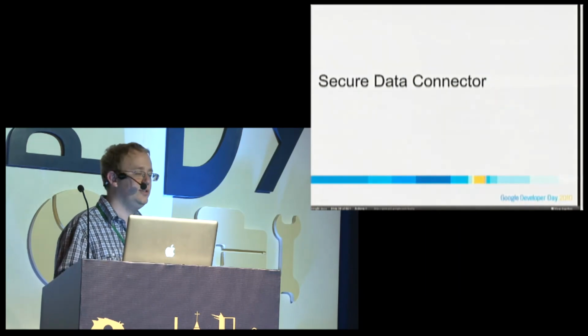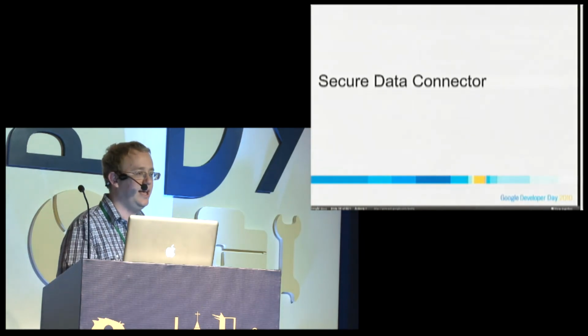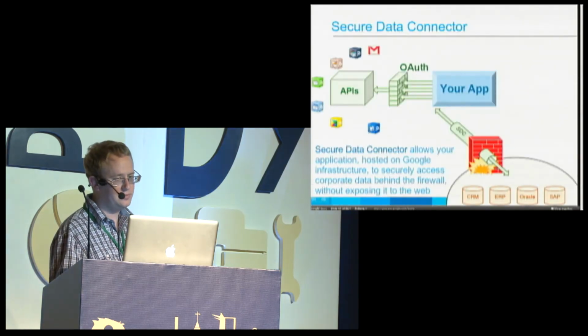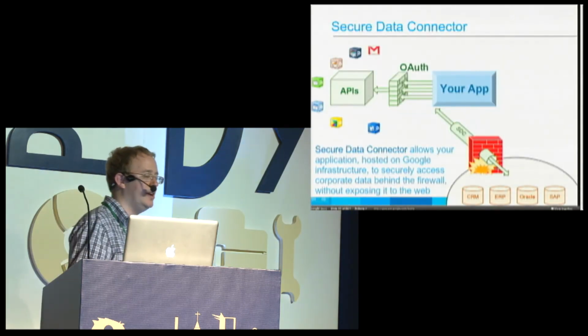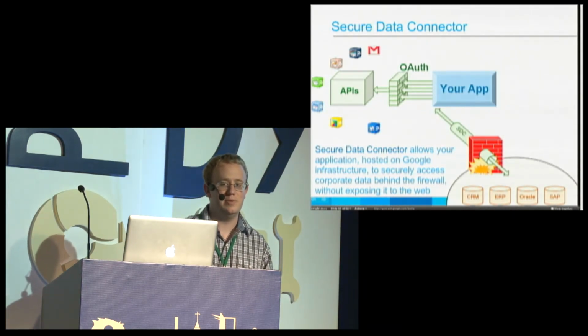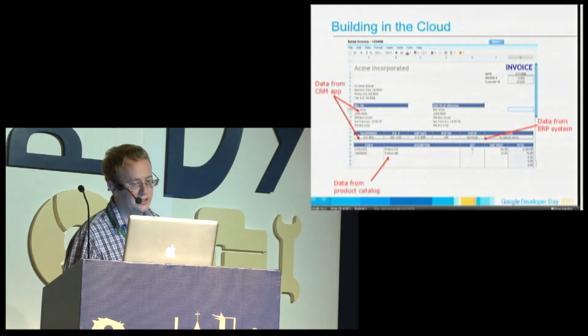We also, in addition to allowing your application to access the Google Apps data that's hosted in the cloud, allow applications hosted in the cloud to access your on-premise systems as well. This is done using the secure data connector. Basically, it creates a tunnel from your application to your on-premise systems. So you can access your CRM or ERP data, and this is what that might actually look like.